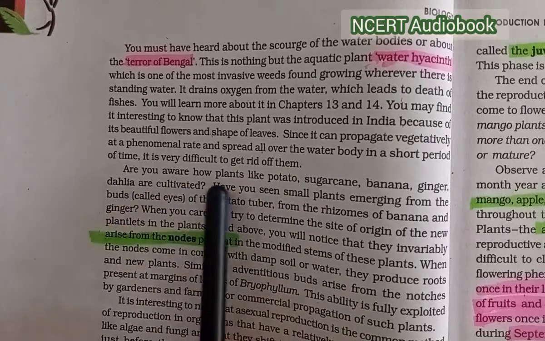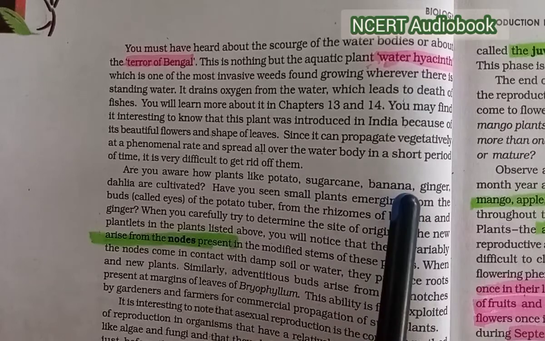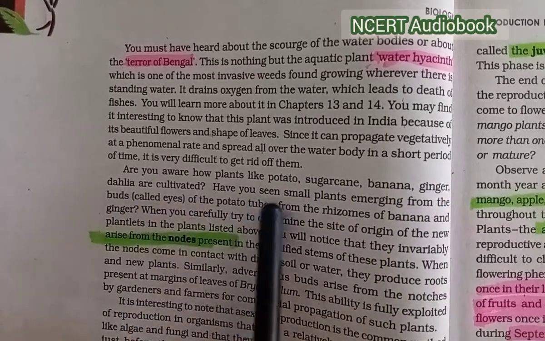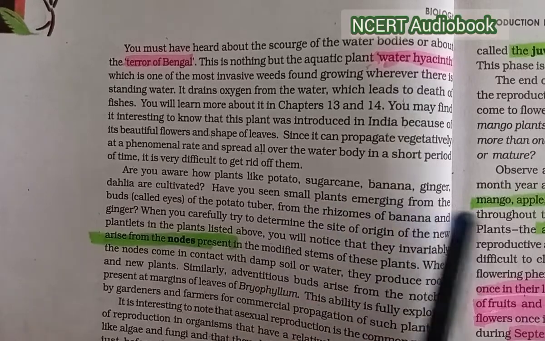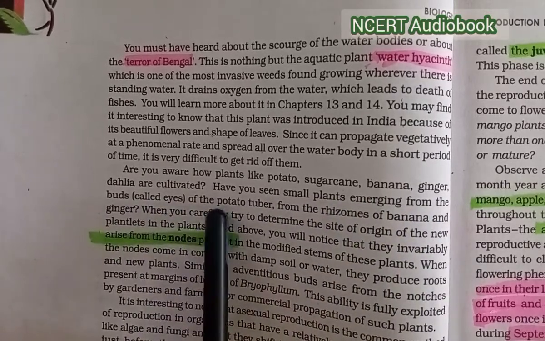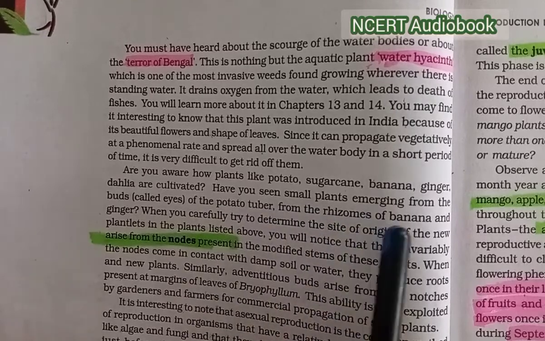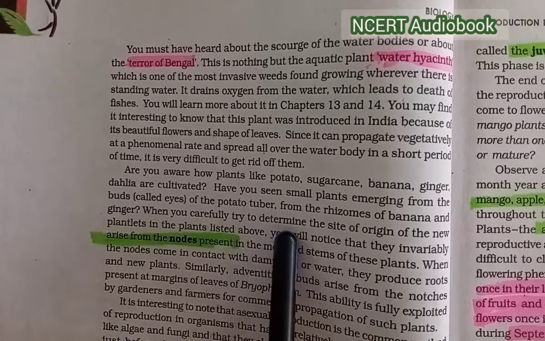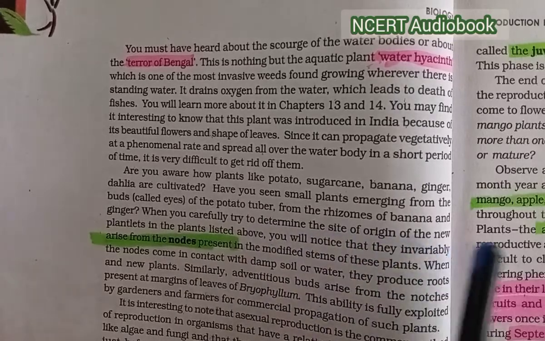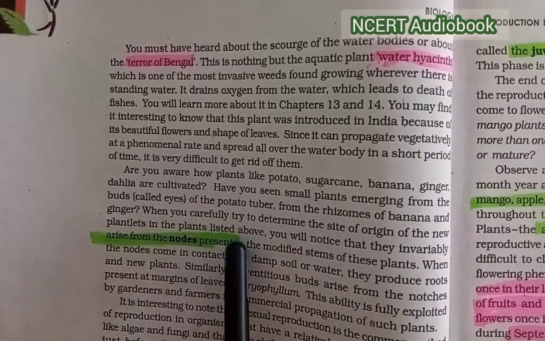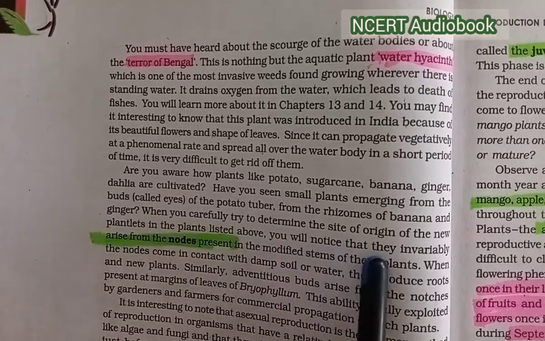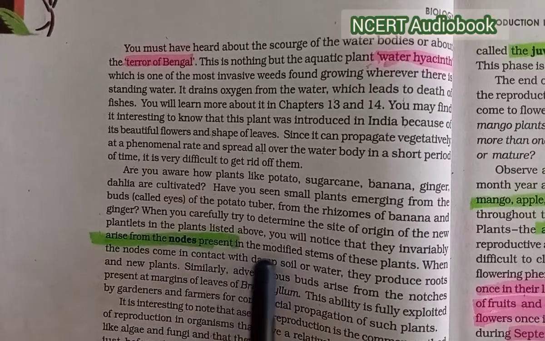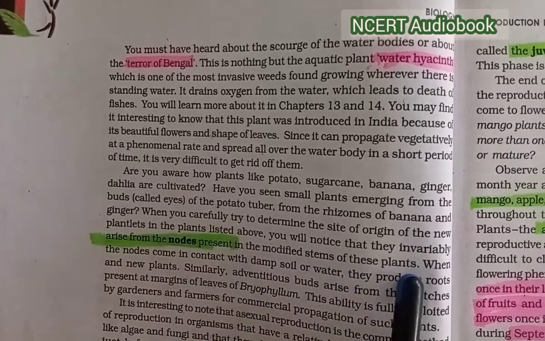Are you aware how plants like potatoes, sugarcane, banana, ginger, and dahlia are cultivated? Have you seen small plants emerging from the buds called eyes of the potato tuber, or from the rhizome of banana and ginger? When you carefully try to determine the site of the origin of the new plantlets in the plants listed above, you will notice that they invariably rise from the nodes present in the modified stems of these plants.